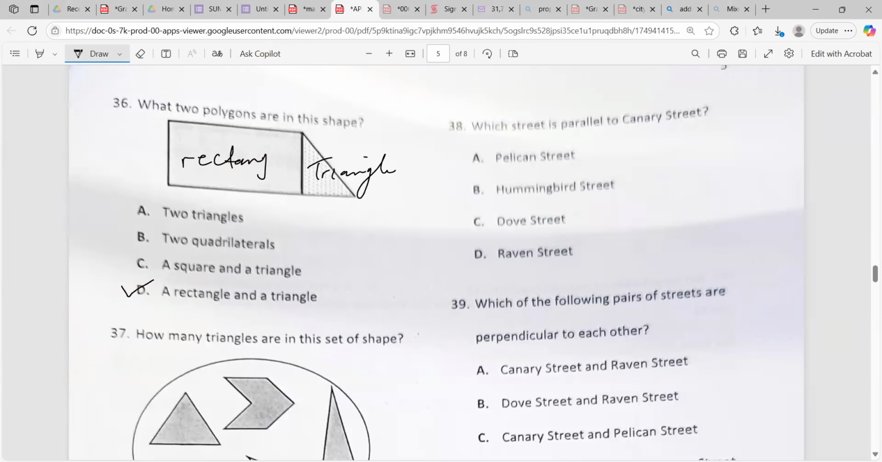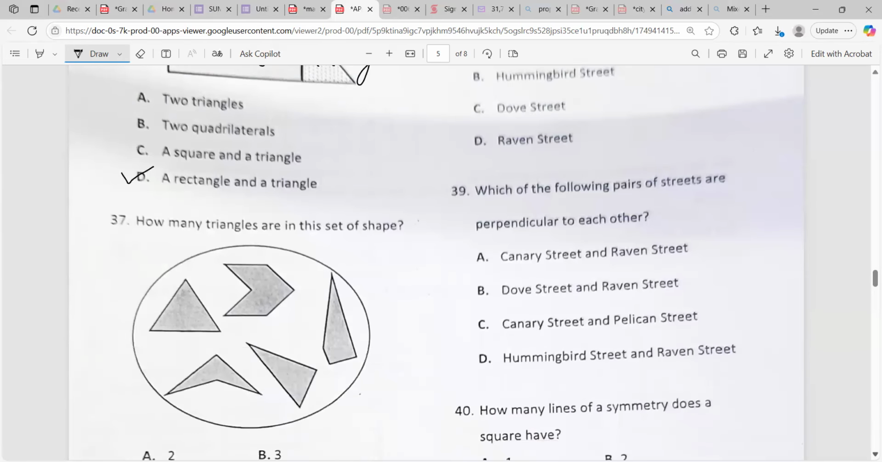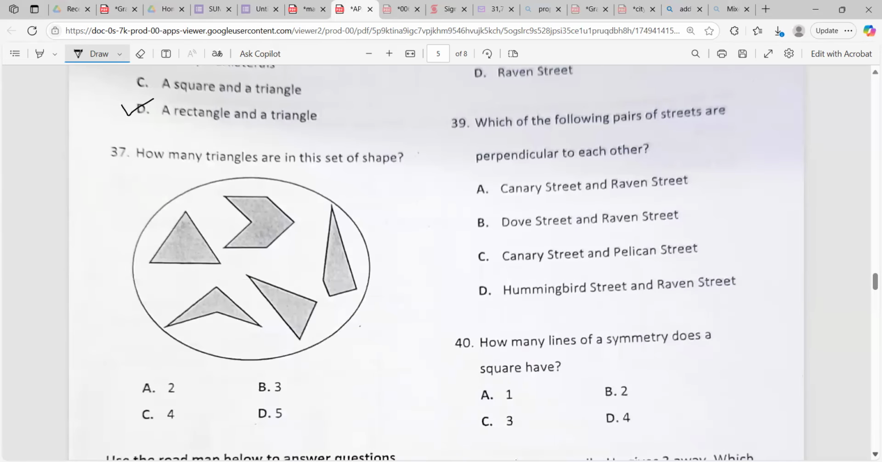I think it has something to do with shapes again as well. How many triangles are in the set of shapes? And we're at number 37. Remember to put the number beside it, guys. Don't just put in B, A, C. I can't know which question you're answering. Please put the number beside it.